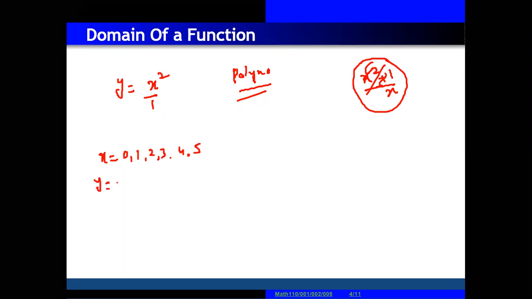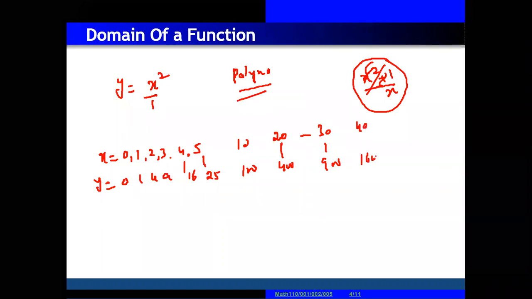There will be some output value, because 0 square is 0, 1 square is 1, 2 square is 4, 3 square is 9, 4 square is 16, 5 square is 25. Same if you give 10, so 10 will be like 100. If you give, for example, 20, so 20 square is equal to 400. If you give 30, so 30 will be 900. If you give 40, 1600. And if you give x equal to 25 or 50, this will give you some output value.